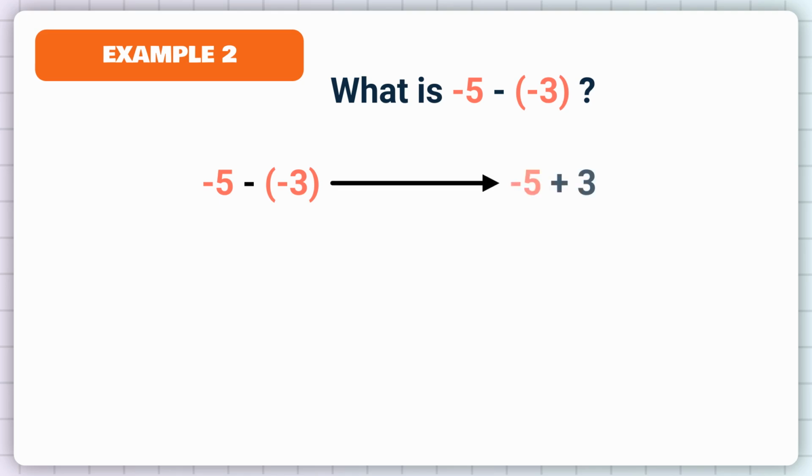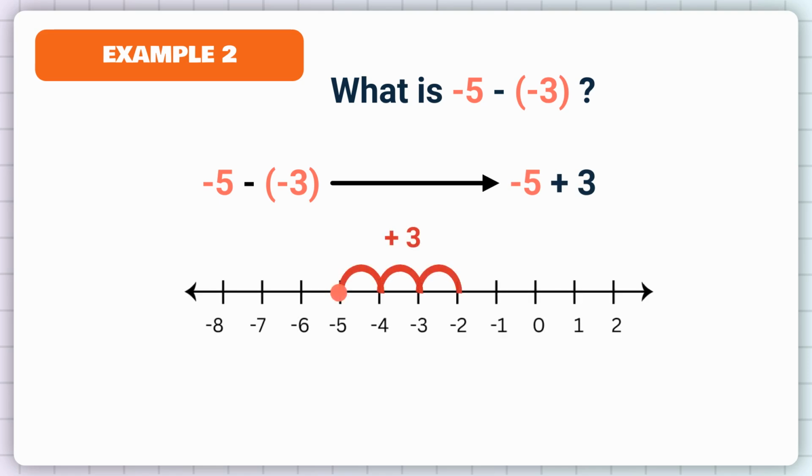Now let's look at subtracting a negative from a negative. What is minus 5 minus minus 3? First, apply the rule. Subtracting a negative integer is the same as adding the positive counterpart. Still, 2 minuses are equal to a plus. Thus, minus 5 minus minus 3 becomes minus 5 plus 3. Now you can perform the addition. Start at minus 5 on the number line and move 3 steps to the right. This brings us to minus 2. Therefore, minus 5 minus minus 3 is equal to minus 2.